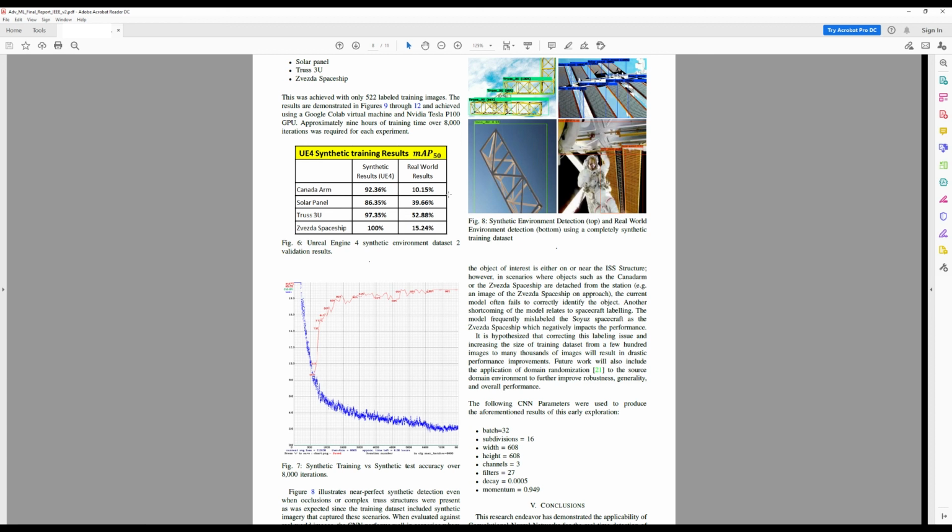That's partially because the Canadarm in most of the pictures that we scrubbed was connected, but the ISS was not in the background. And the same thing for this Zavada spaceship. There is also an error on my part with the Zavada spaceship. It picked up the Soyuz space capsule as a Zavada spaceship 9 times out of 10, and it would obviously get back a false positive.